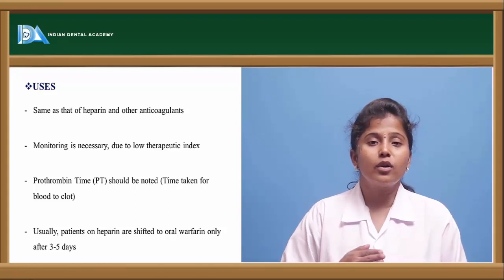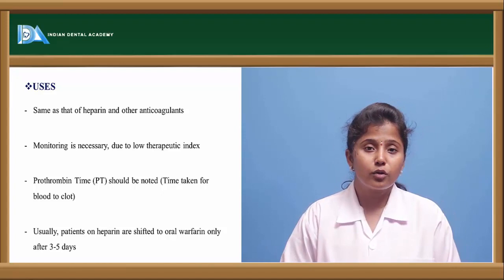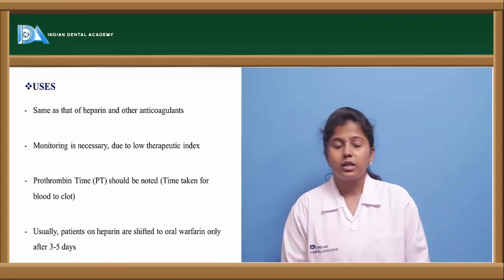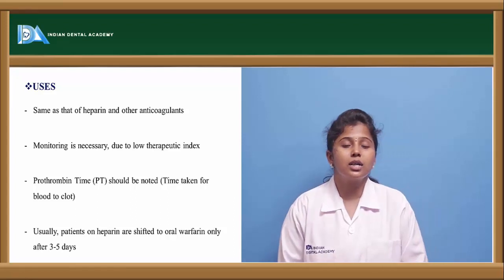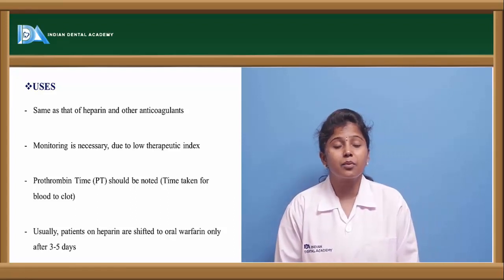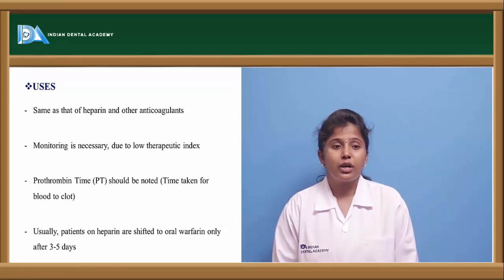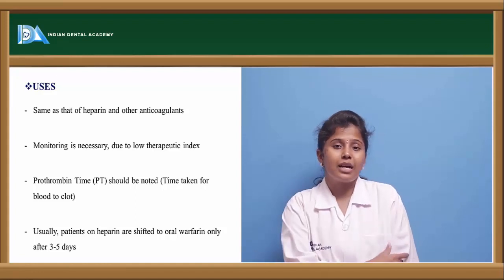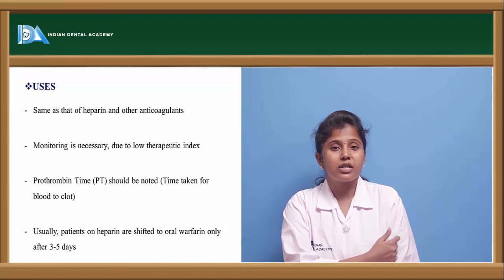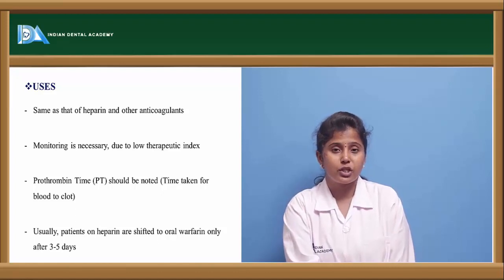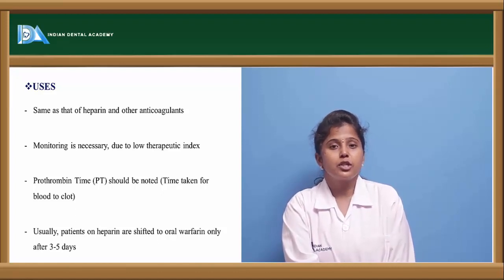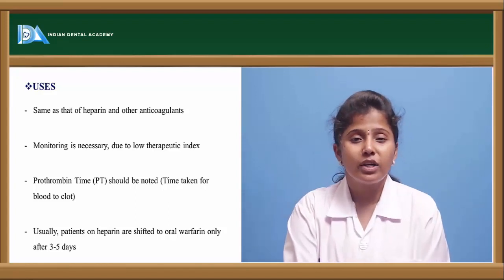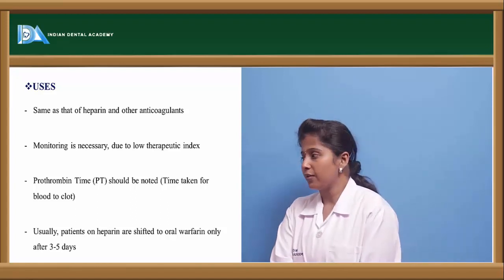So the time for the conversion of prothrombin to thrombin should be monitored. It is given to patients who have problems with heparin. In a few patients, heparin shows side effects. Heparin is given through the IV route, and it may cause some rashes at the site of injection. In cases of discomfort caused by heparin, warfarin is given through the oral route instead of heparin.